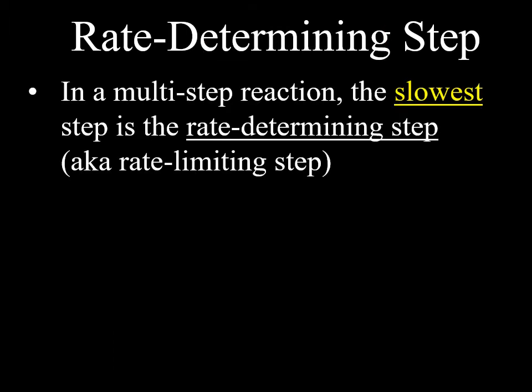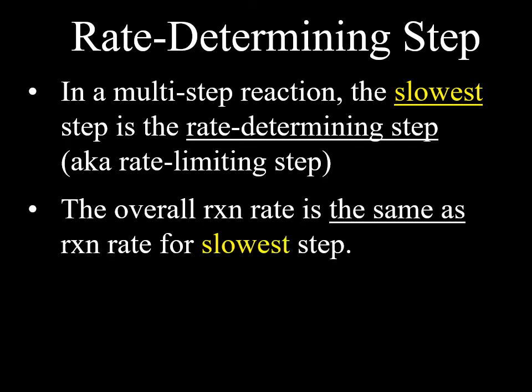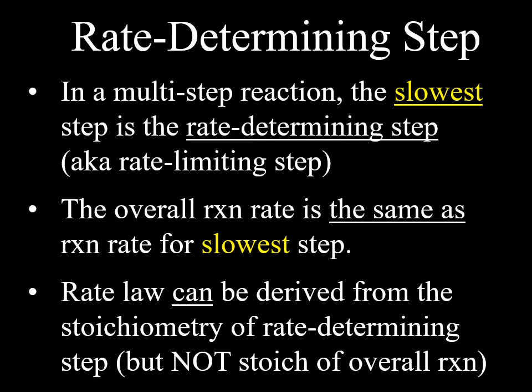Okay, so in a multi-step reaction, the slowest step is the rate determining step. It's also called the rate limiting step. The overall reaction rate is the same as the rate for the slowest step. And the rate law can be determined from the stoichiometry of the rate determining step, but not from the stoichiometry of the overall reaction. We've already seen that.